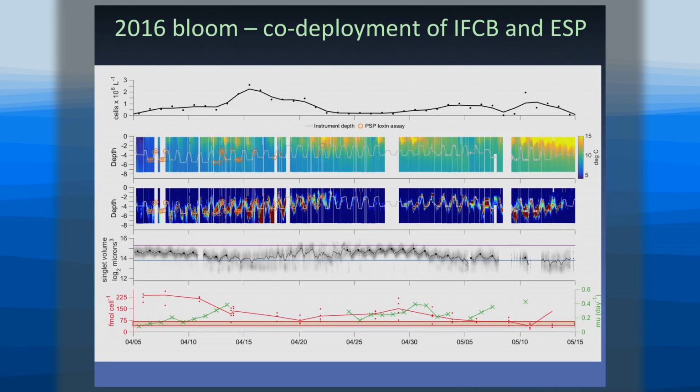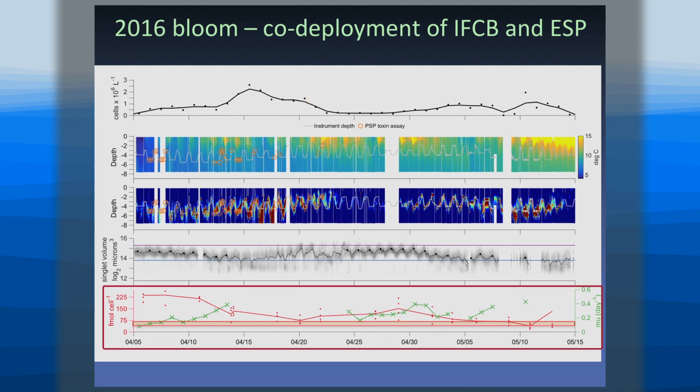And the final little set of these slides, you're now familiar. This is the bloom. We actually had sort of two blooms this year. I won't go through all of this, but look down here. Here is where we deployed an ESP and an IFCB together. We used the IFCB to watch the cells, tell us what's going on, and then when we thought things were interesting and there were cells there, we would trigger the ESP and have it measure toxin. And this line down here shows you the toxicity. That's what this axis is.